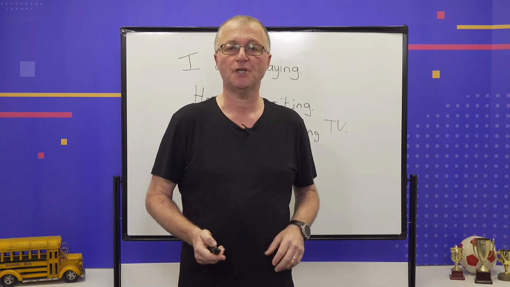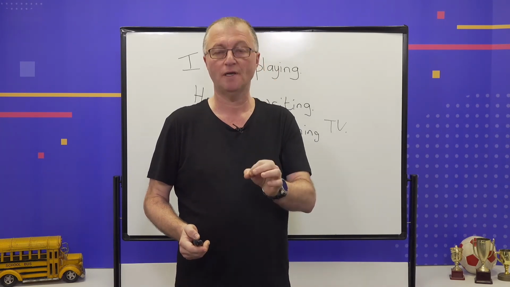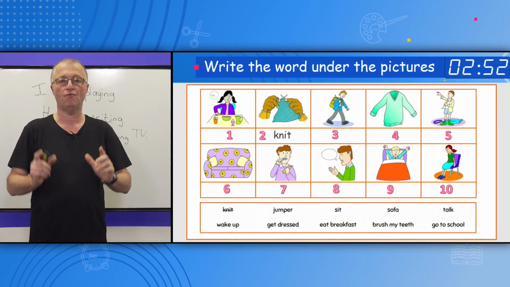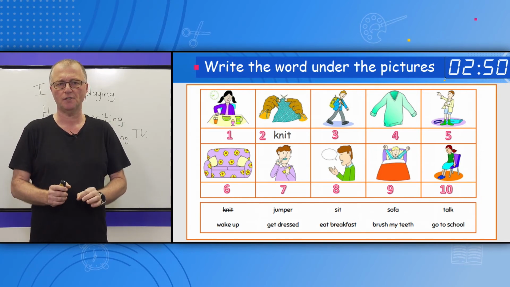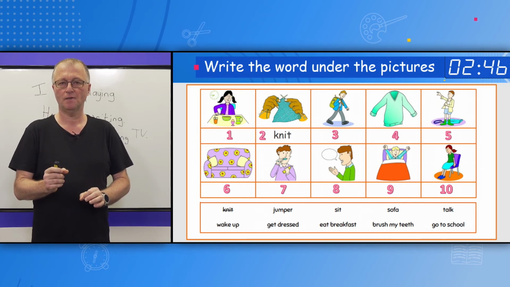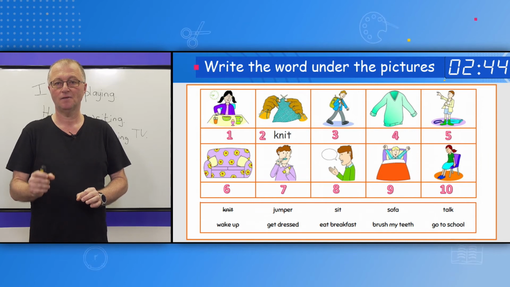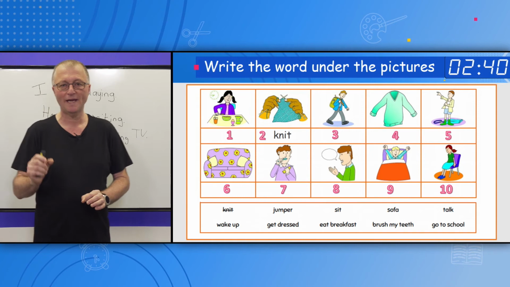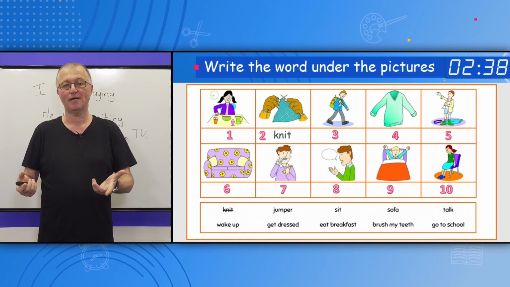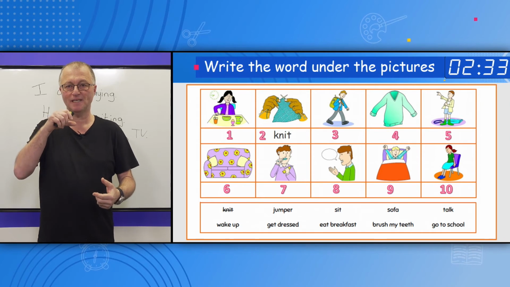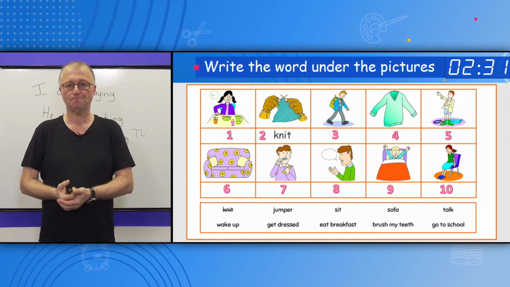So go for it. What you're going to do is you're going to write the word under the picture, and this relates to the story that we just read. Have a look at the words. You've got knit, jumper, sit, sofa, talk, wake up, get dressed, eat breakfast, brush my teeth, and go to school. Go for it.